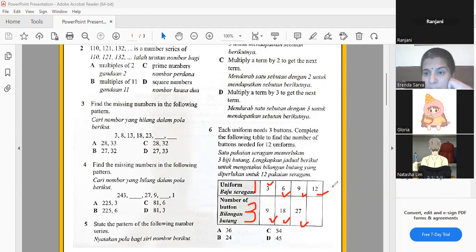Very good. Okay, Durgashini, can I have your answer for number 6? And also Natasha, do you understand the question? Ranjini as well? Okay, good. Okay. So the answer is A. Very good. Okay, 36. How do you get it?